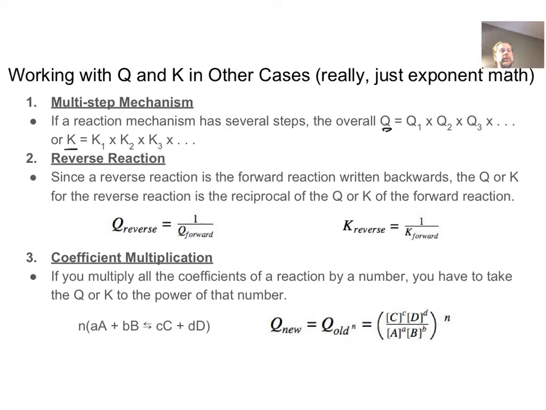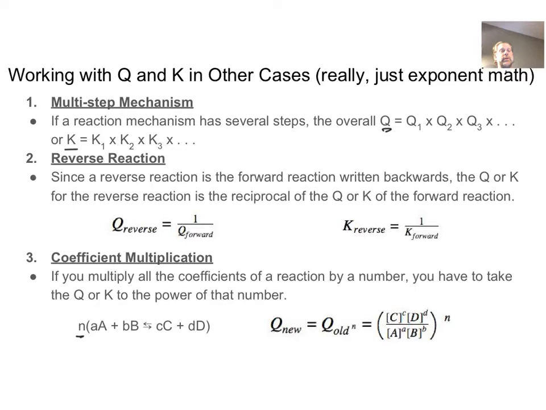So in this case, if we multiplied the reaction by a value of n, say, when we write the Q, it's products over reactants, and then we raise that to the value that we multiplied the reaction by.